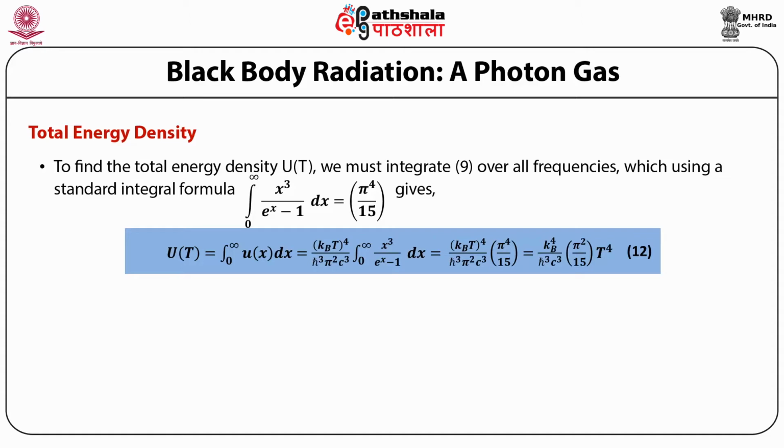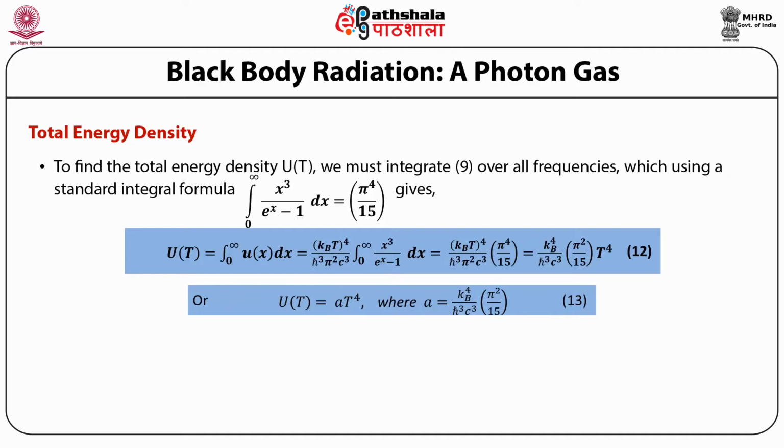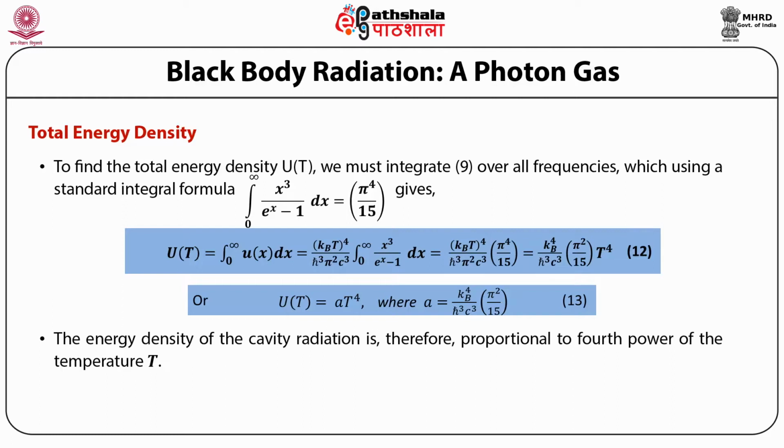This is equal to kBT raised to power 4 divided by h bar cube pi square c cube, times the integral from 0 to infinity of x raised to power 3 divided by e raised to power x minus 1, dx, which is equal to kBT raised to power 4 divided by h bar cube pi square c cube multiplied by pi raised to power 4 upon 15. This is equal to kB raised to power 4 upon h bar cube c cube multiplied by pi square upon 15 multiplied by T raised to power 4, or u(T) is equal to a constant multiplied by T raised to power 4, where the constant a is equal to kB raised to power 4 divided by h bar cube c cube multiplied by pi square upon 15. The energy density of the cavity radiation is therefore proportional to the fourth power of the temperature T.